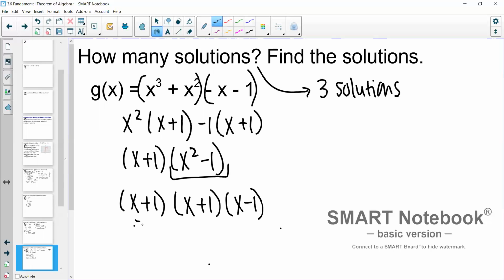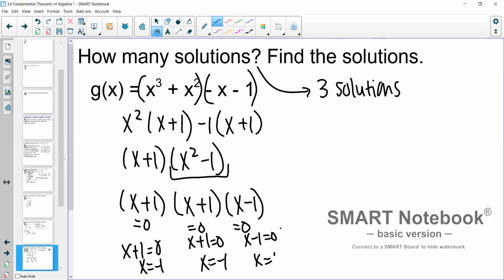Well, if we set each of these equal to 0, we get x plus 1 equals 0, which means x is -1. X plus 1 equals 0, which means x is -1. And x minus 1 equals 0, which means x is 1. So we have 3 solutions. We have a set of repeated solutions, but x equals -1, -1, and 1.